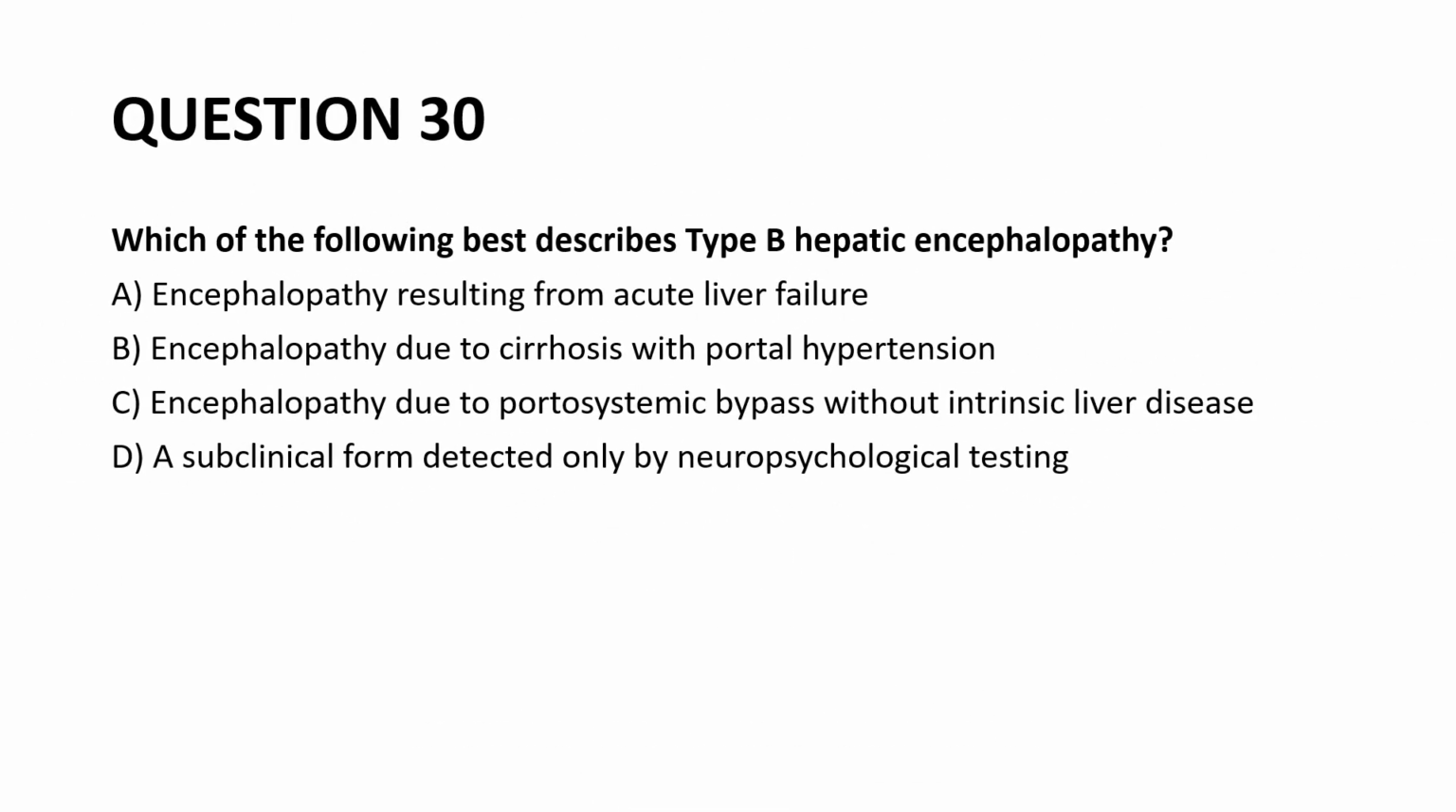Which of the following best describes type B hepatic encephalopathy? Encephalopathy resulting from acute liver failure; encephalopathy due to cirrhosis with portal hypertension; encephalopathy due to portal systemic bypass without intrinsic liver disease; a subclinical form detected only by neuropsychological testing.